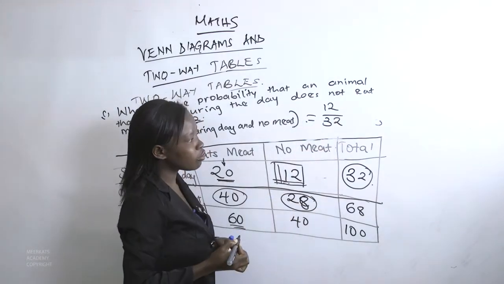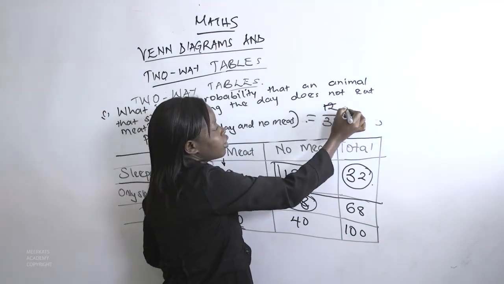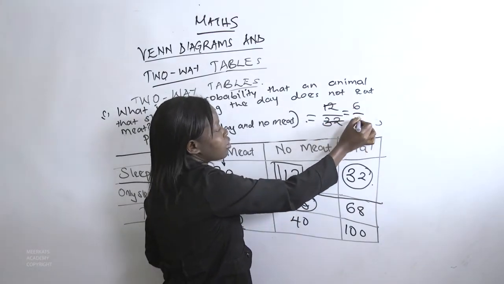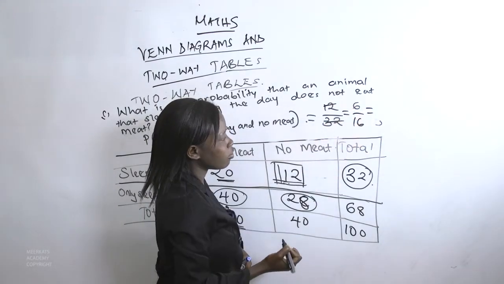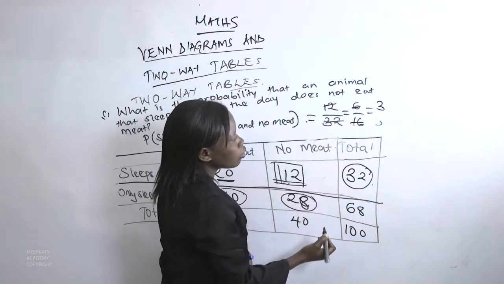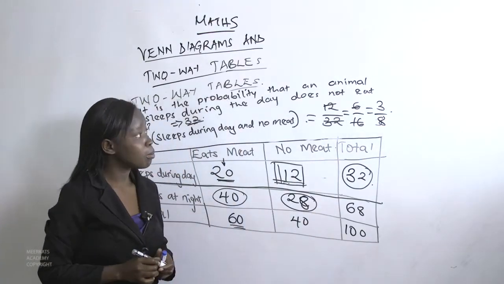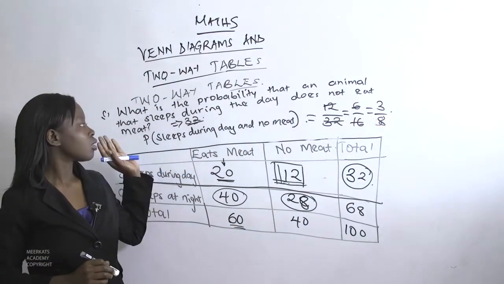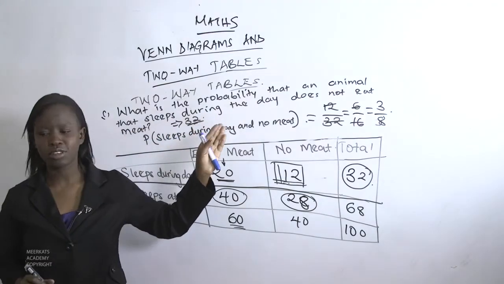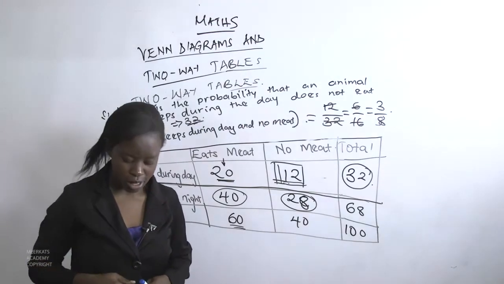So if we simplify 12 over 32, 2 into 12 is 6, 2 into 32 is 16. Still we can simplify further, 2 into 6 is 3, 2 into 16 is 8. So it means the probability in this given zoo that the animal picked at random will sleep during the day and will not eat meat is 3 over 8.